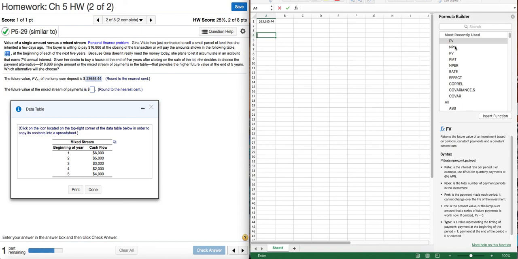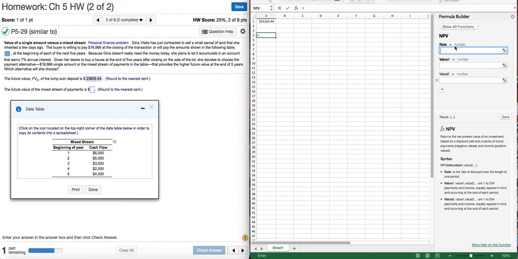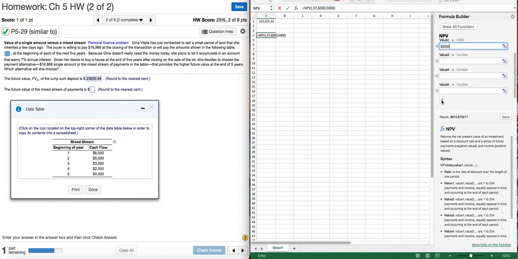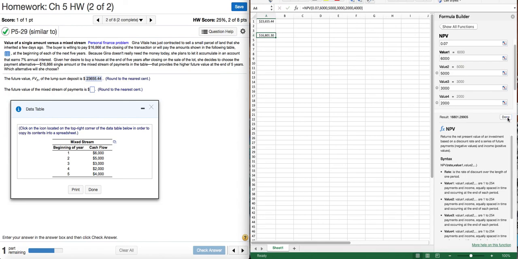utilize the NPV function, and using our rate of 0.07, we would enter the values of 6,000, then we got 5,000 as year 2, add a few more value boxes here. Year 3 is 3,000, 4 is 2,000, and finally year 5 is 4,000. So these would be the mixed stream payments from the buyer to Gina. And if I click done, that gives us our present value of $16,801.30.